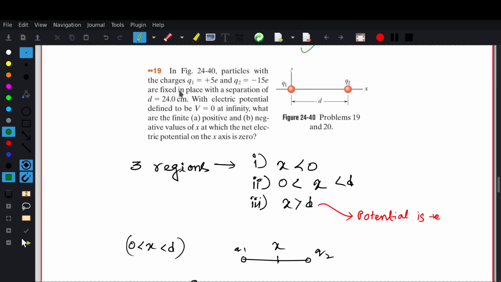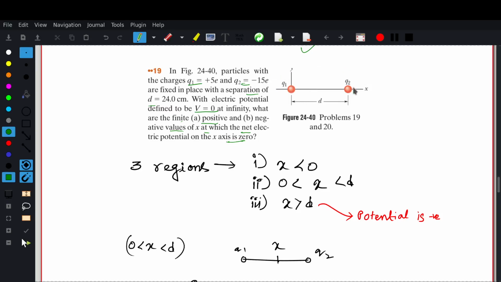Okay, so in this figure with the charges q1 and q2, these are fixed in place with a separation d, with electric potential defined to be V equal to 0 at infinity. What are the finite positive and negative values of x at which the net electric potential on the x axis is 0? So in this quadrant, what is the x where V is 0, and in this quadrant, what is the x where the potential is 0.